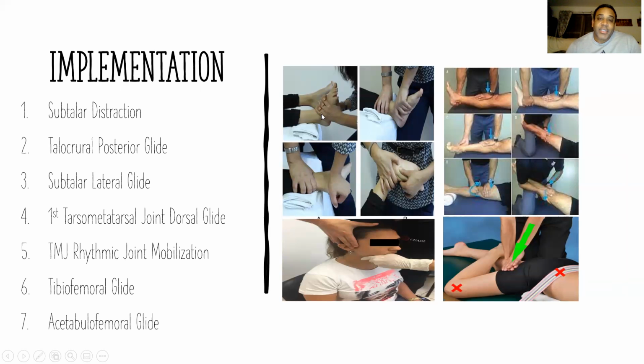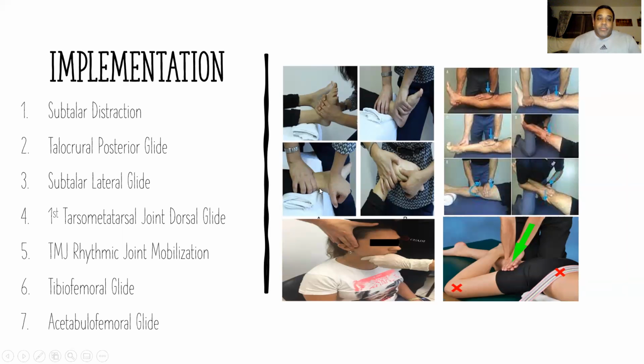The subtalar distraction is more for pain in that subtalar joint or that talocrural joint. The talocrural posterior glide is more to get that range of motion back in that joint, especially around that Achilles and calf area, to get that dorsiflexion up.